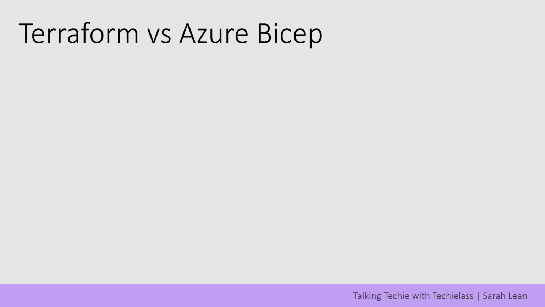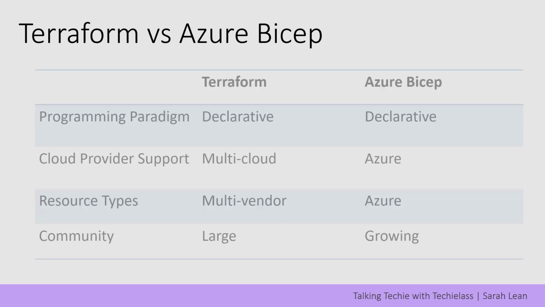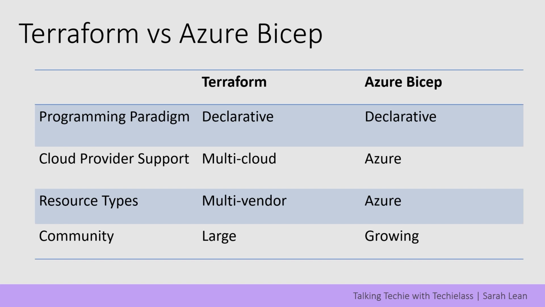Terraform and Azure Bicep are both infrastructure as code tools, and I often get asked about the comparison between the two. Both allow you to define and manage your cloud resources in a declarative way, but they have some differences in their approach and capabilities. Here are some key differences between Terraform and Azure Bicep.